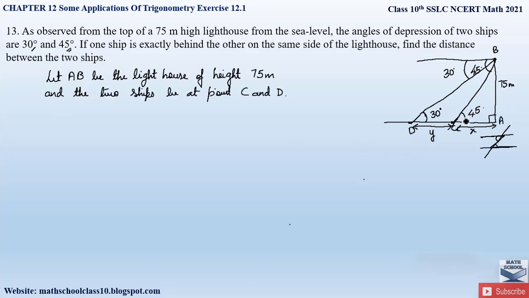So let us first consider triangle ABC. So in triangle ABC, the acute angle is 45 degrees. So the side opposite the acute angle is the perpendicular. Side along will be the base and BC will be our hypotenuse. So in triangle ABC, we know the perpendicular side, so we have to find out the base.